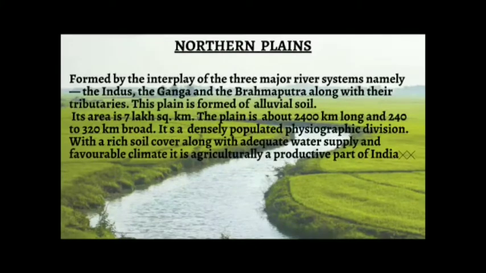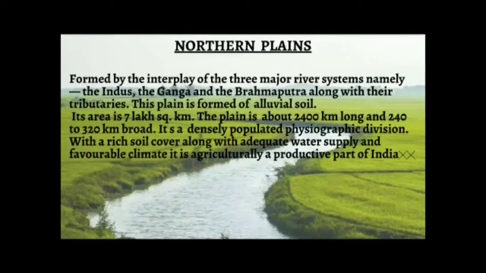Area of this northern plain is 7 lakh square kilometers, very big area. The plain is about 2400 kilometers long and 240 to 320 kilometers broad. Long means from west to east. Length of the plain 2400 kilometers, and the width is more or less in between 240 to 320 kilometers. Out of 6 physical features of India, northern plains is the densely populated physiographic division.